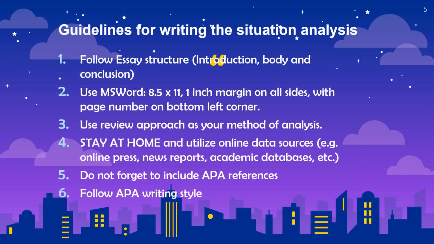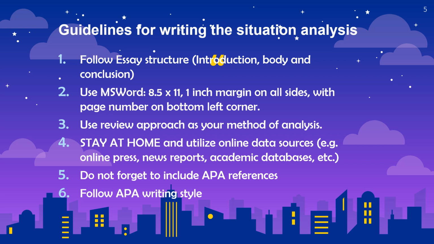Now, moving forward, we have here 6 guidelines for writing the situation analysis. So first, you have to follow the essay structure. You need to have introduction, body, and conclusion. Second, you have to use Microsoft Word. Why? Because for your teachers to review and provide feedback on the document. So the size of the paper should be short, 8.5 by 11, 1 inch margin on all sides with page number on the bottom left corner of the paper.